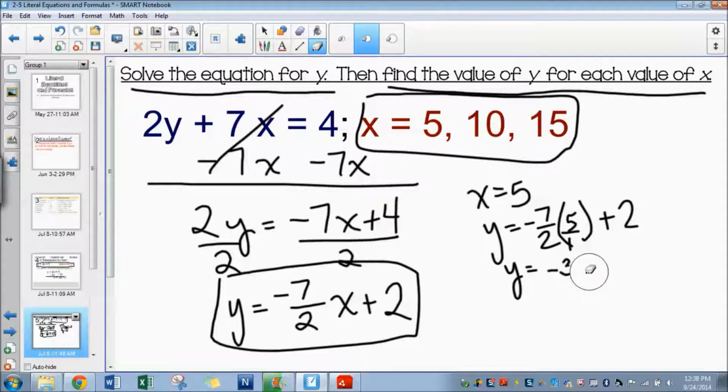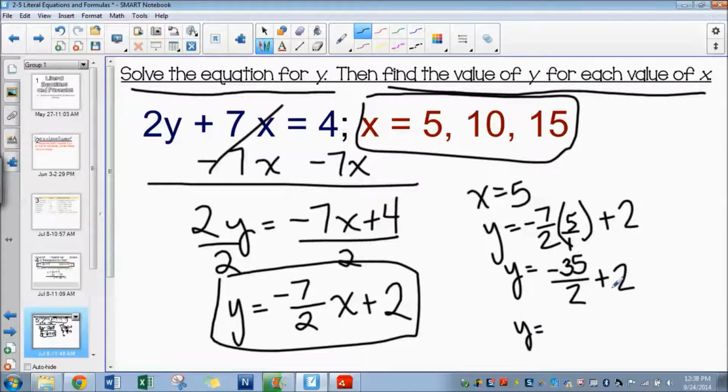Let's erase that there. Pick my pen back up. Okay. Negative 35 over 2 plus 2. To add those fractions, I'm going to think of that whole number 2 as 4 over 2, so I have a common denominator. Negative 35 plus 4 is negative 31 over 2. So there's another part of it. Now I'm going to evaluate that for 10.